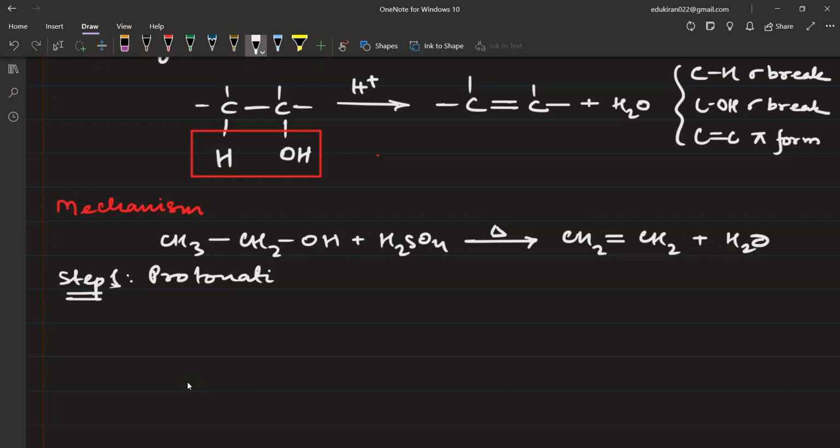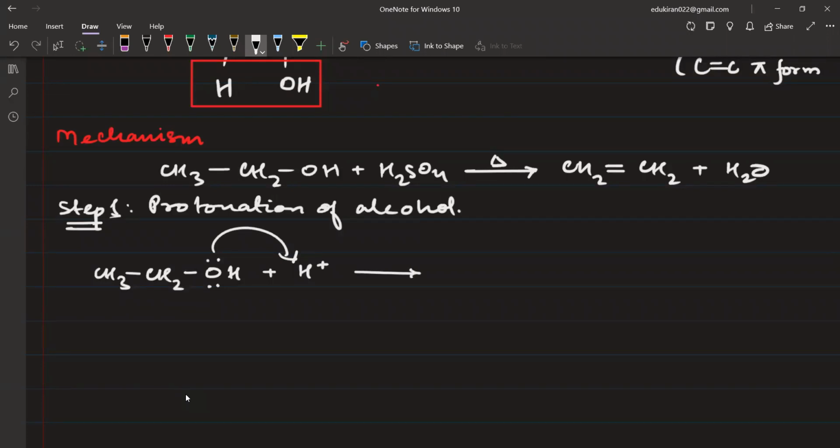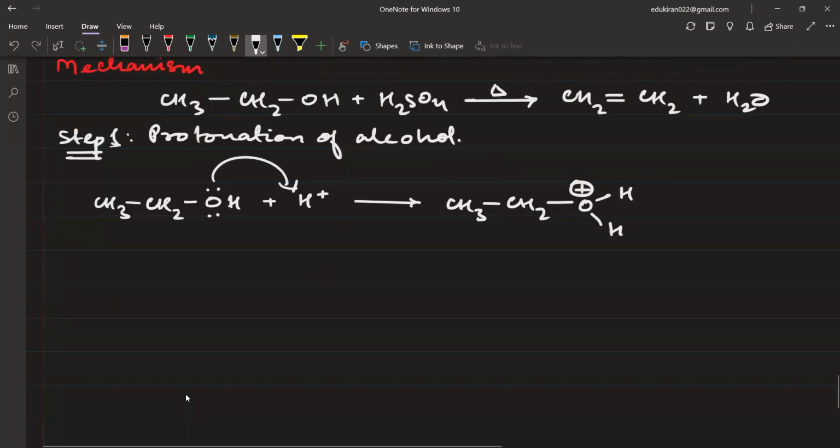Step one is protonation of alcohol. Right here we have CH3CH2OH, and there is H plus from H2SO4. The lone pair of electrons on oxygen will attack this hydrogen, leading to formation of CH3CH2 O with two hydrogens and a positive charge on the oxygen atom. Now, as soon as this OH2 plus has been formed, a carbocation will be formed because this bond will break.